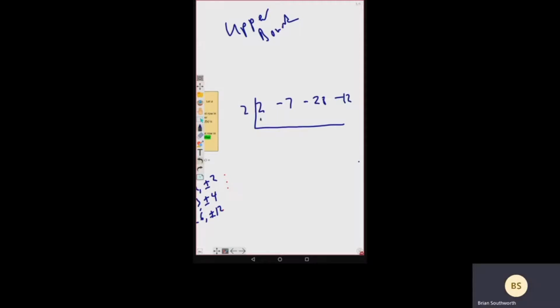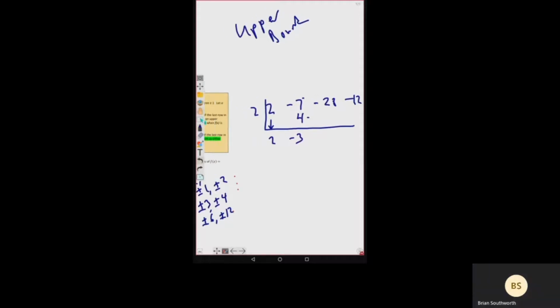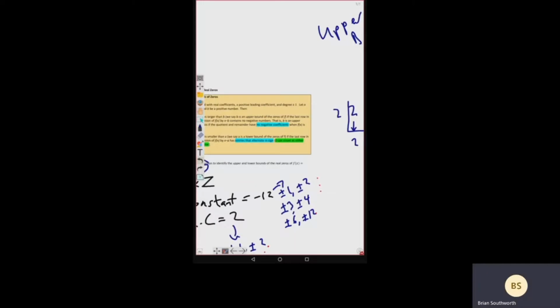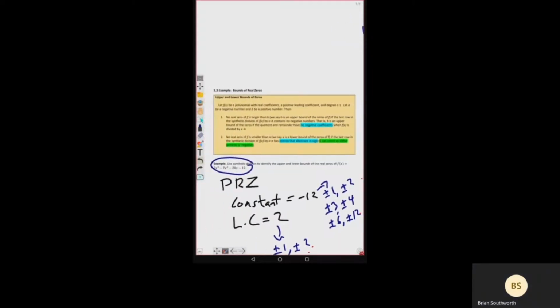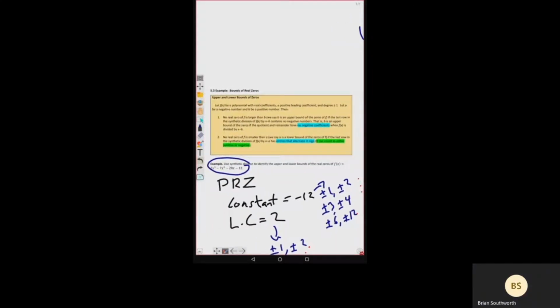Bring down the 2. 2 times 2 is 4. Minus 7 plus 4 is minus 3. And if you look right here, we can stop, right? Upper bounds have no negative numbers in the answer.